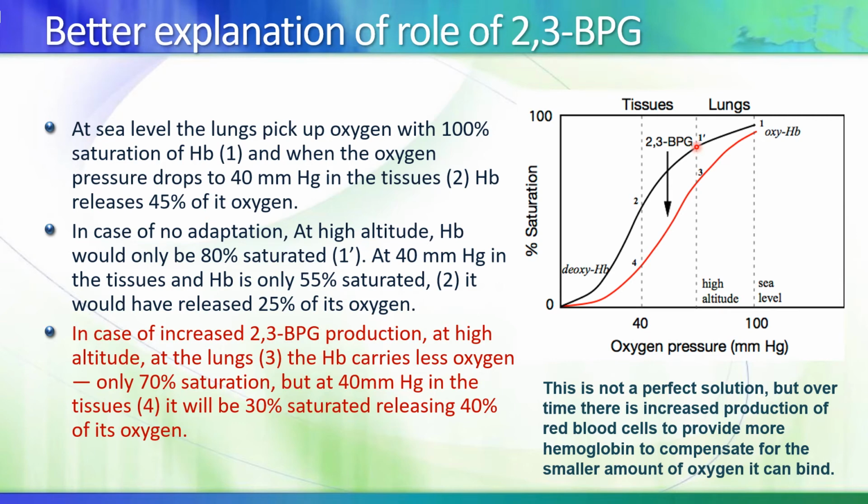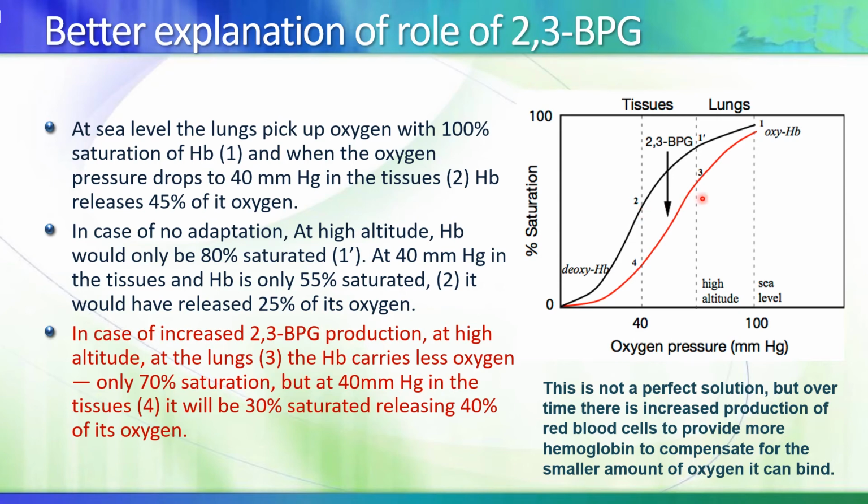80% of hemoglobin molecules would be saturated. Okay, so once hemoglobin molecules reach tissues, again, the pressure is about 40, so we have 55% of hemoglobin molecules saturated. So that's about a 25% release of oxygen. So we're going down from 45% release to about 25% of release. Okay, so this is bad. That's not enough for peripheral tissues.